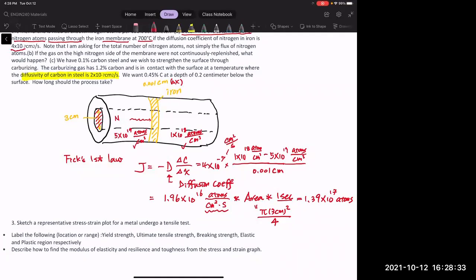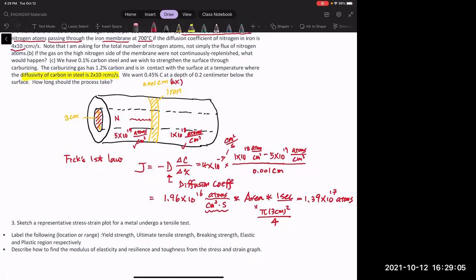All right. Real quick on this one, from the formula sheet, we have flux J equals M over AT. We just solved for J here using Fick's first law. The J by definition is M over AT, where A is the area, T is the time, and M is the number of atoms.